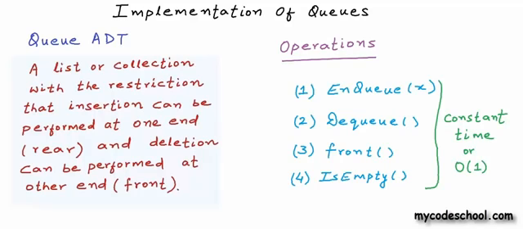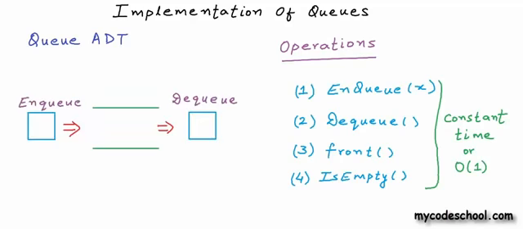I will do a quick recap of what we have discussed so far. A queue is a list or collection with this restriction, this constraint, that insertion can be performed at one end, which we call the rear of the queue or tail of the queue, and deletion can be performed at the other end, which we call the front of the queue or the head of the queue. An insertion in a queue is called an enqueue operation. A deletion is called a dequeue operation.